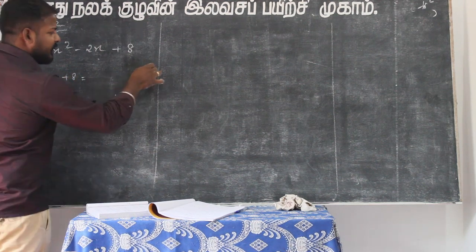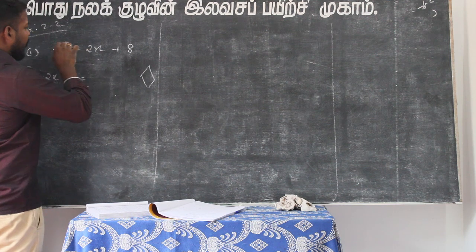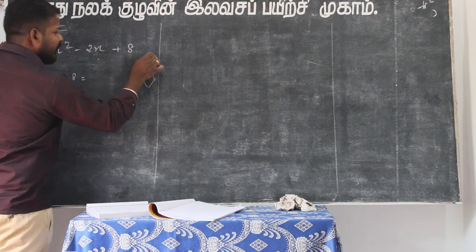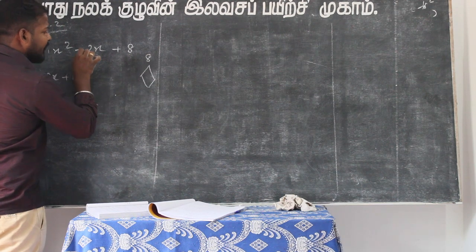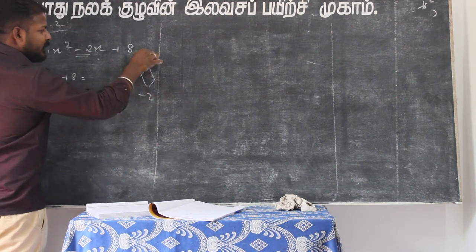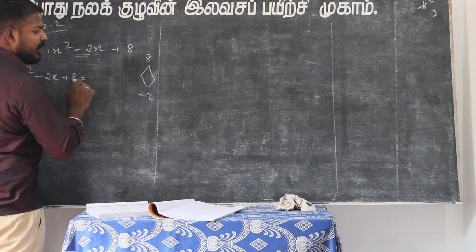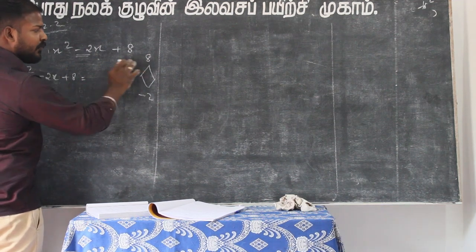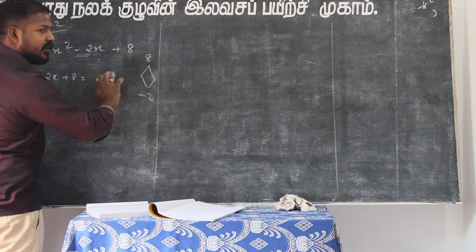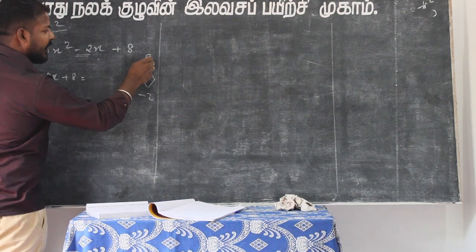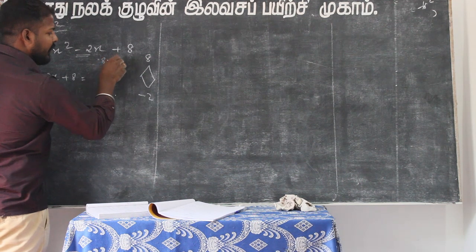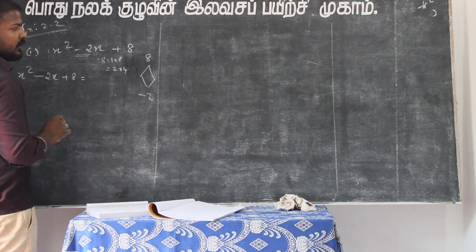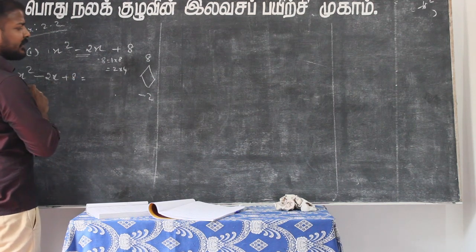If you factorize, what will we get? We want the product of the coefficient of x square, that is 1, and 8, which gives 8. The coefficient of x is minus 2. So 8 is your product and 2 is your sum. Find the factors of 8 and check them for the sum. What are the possibilities? 1 into 8 or 2 into 4. Only these two cases are possible.